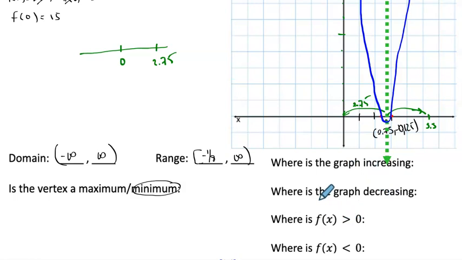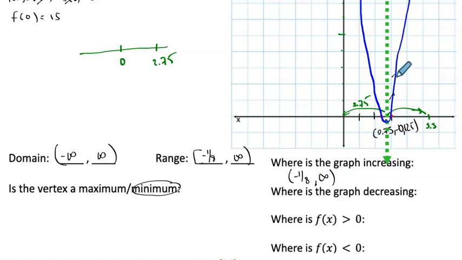Where is the graph increasing? So last time we did it from 0. This time when we use from my vertex, it's increasing from at the vertex, not doing anything. Right? So here 1/8. Okay, so negative 1/8 to, so from here to infinity, it's increasing. So from my vertex all the way to infinity, it's increasing, going up this way.